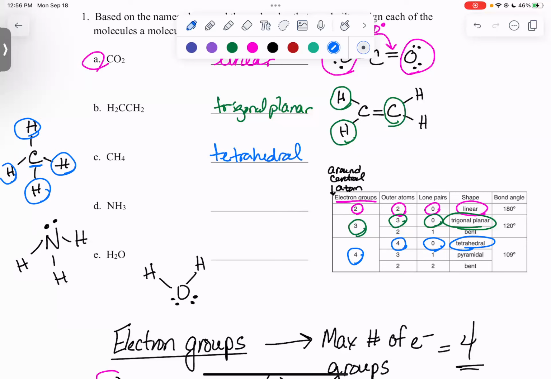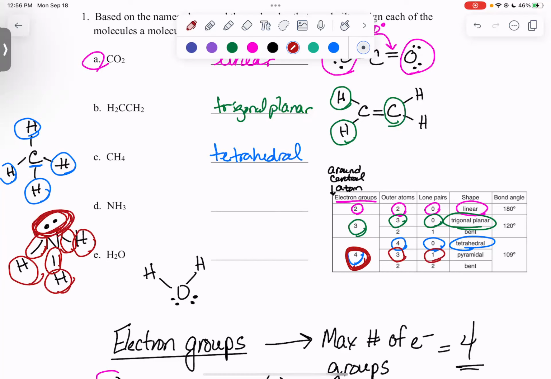Then I have NH3. If we look at this one, it's a little bit different. I have 1, 2, 3, 4 electron groups. So I'm still at 4. But I only have 1, 2, 3 outer atoms, and I have 1 lone pair. So it must be pyramidal. Pyramidal. So you see how that's working? All you have to do is be able to read this chart.